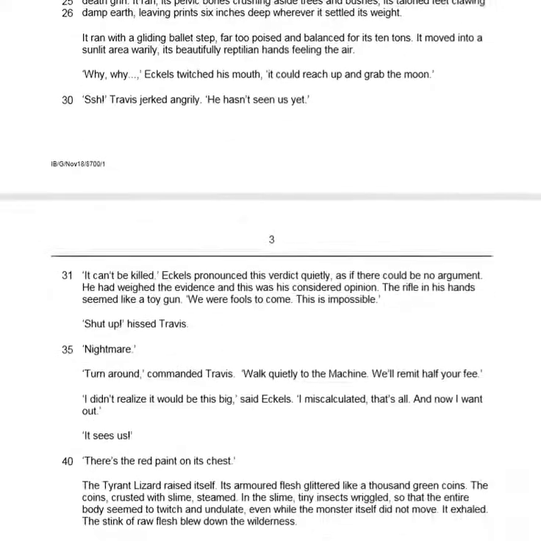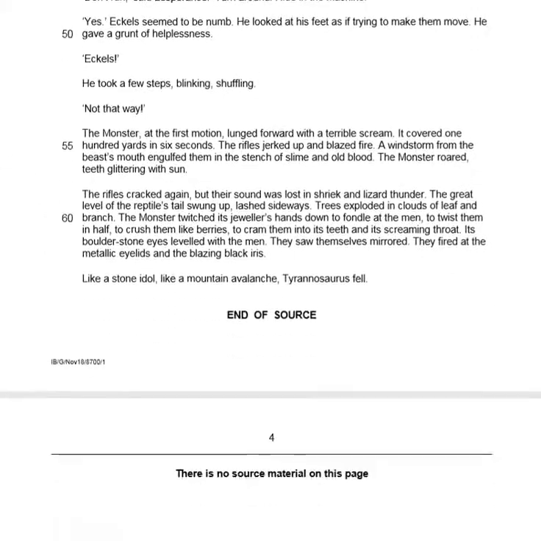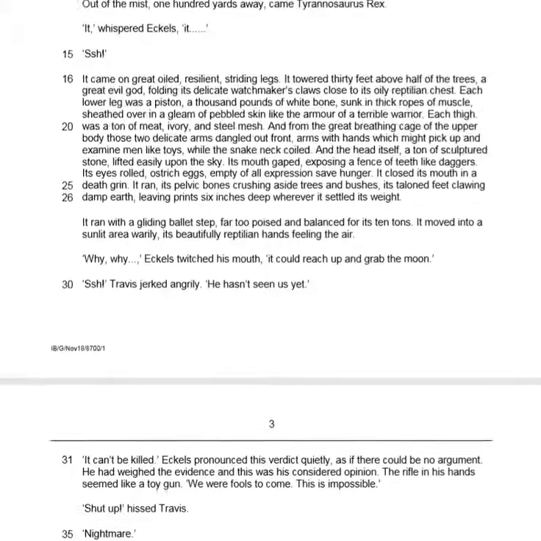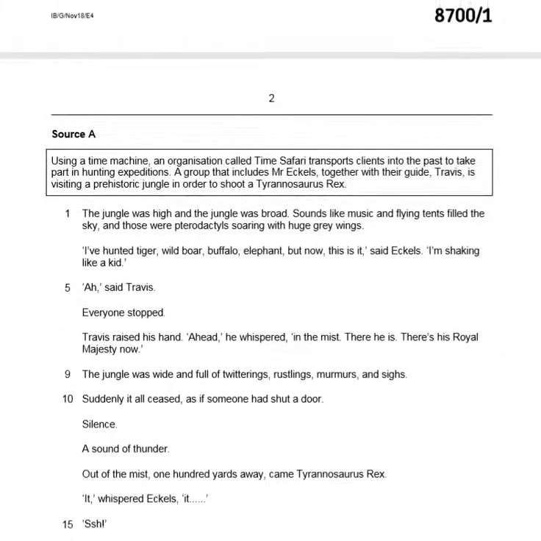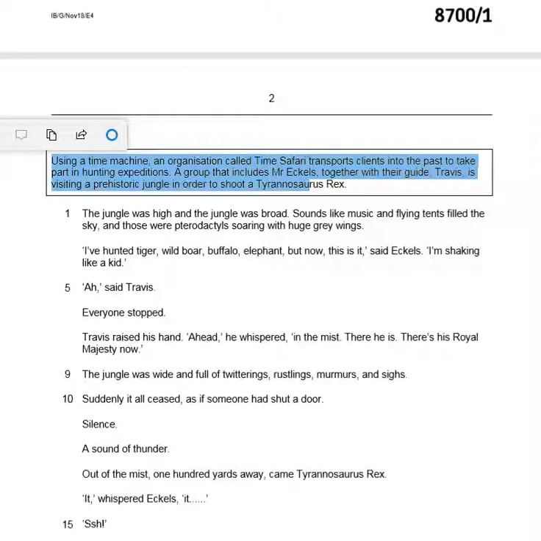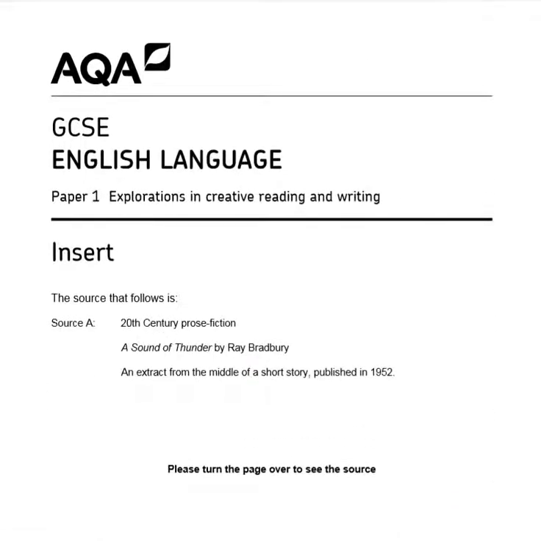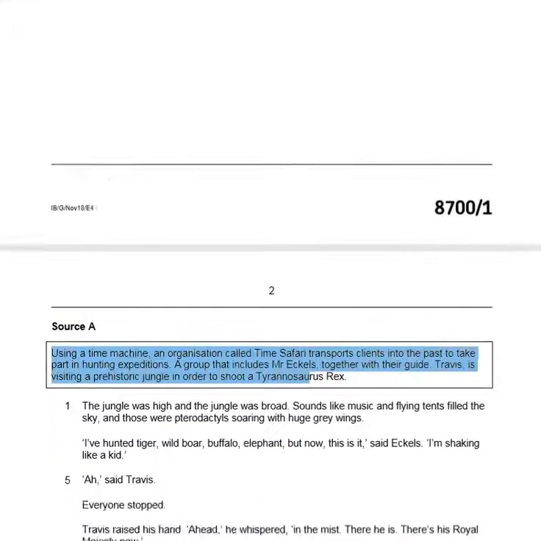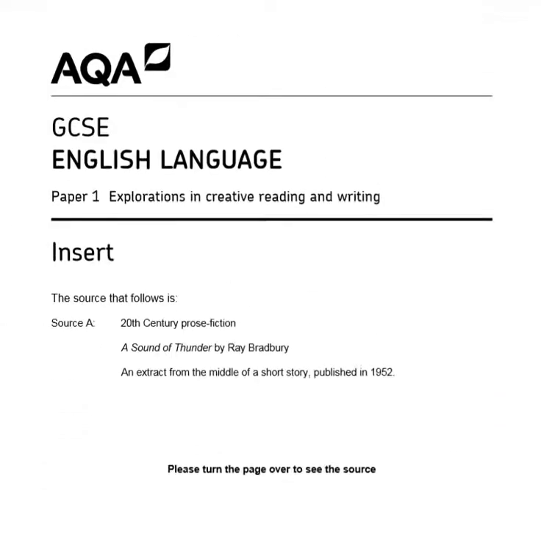Usually it's a page or 2 pages. As I'm scrolling through, this insert is 2 pages of text. The box at the top underneath Source A gives us a little information about what we're reading. We need to read that so we understand what the story is telling us. So this is the insert and the source, the text that we have to study.